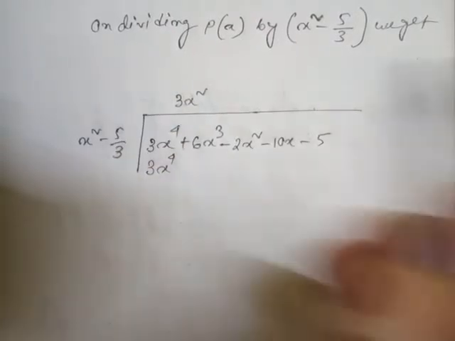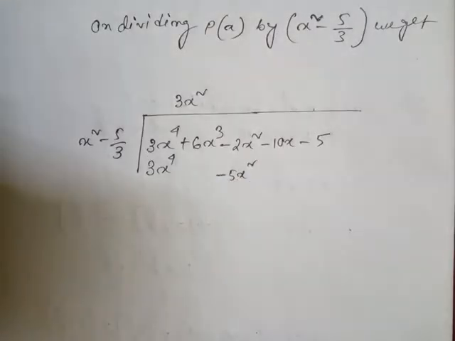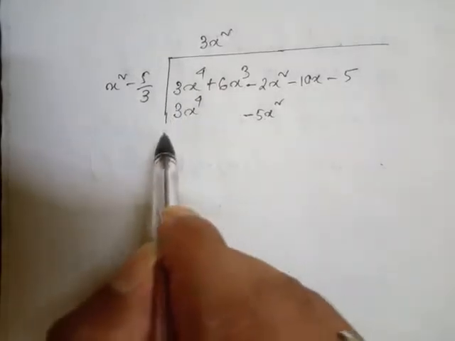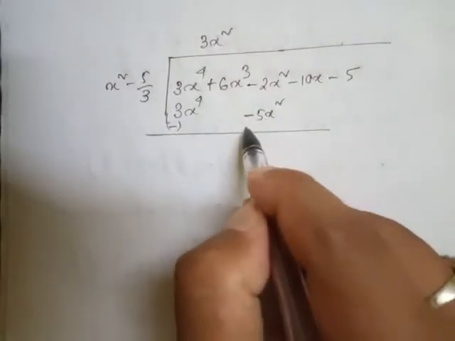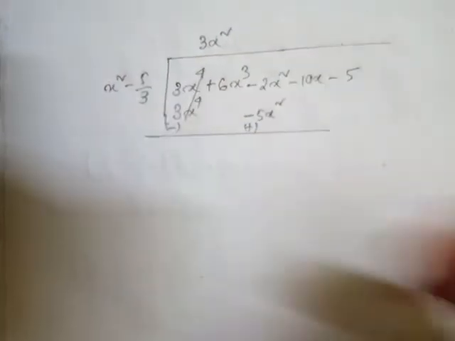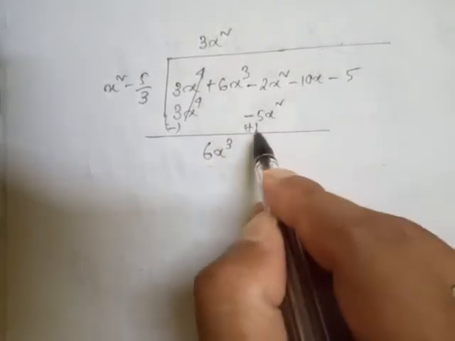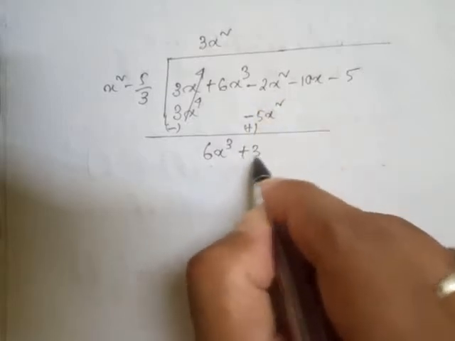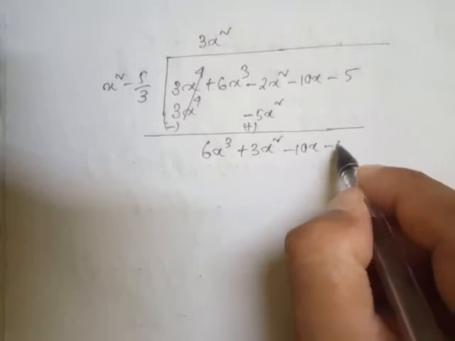So the answer is minus 5x square. So we'll have minus 5x square here. Now after that, look students, the sign will change obviously. So this plus becomes minus and this minus becomes plus. So this will cancel, and the remaining part would be 6x cube here. Now plus 5x square minus 2x square, which means plus 3x square. There is minus 10x and minus 5.